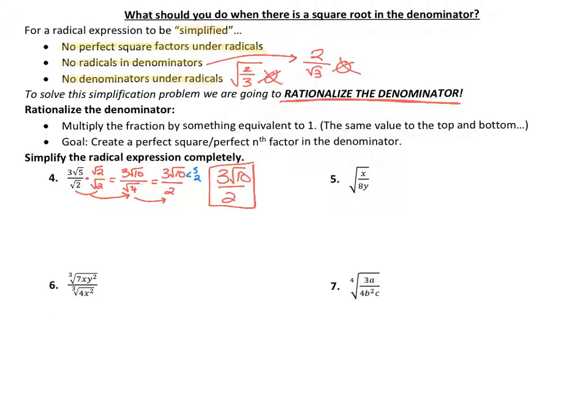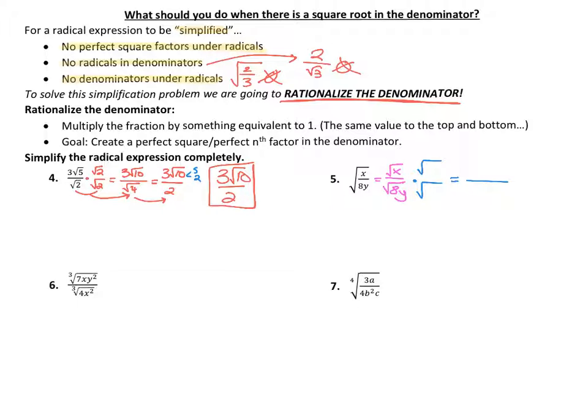All right, so let's look at 5. I'm going to start off by splitting 5 into 2 roots: square root of x over square root of 8y, excuse me. Now, again, I want to multiply by something that's going to make my denominator a perfect square. Whatever I multiply the bottom by, I must multiply the top by. So I have a few options. 8 times 8 would give me 64, which is a perfect square. So I could multiply by 8.